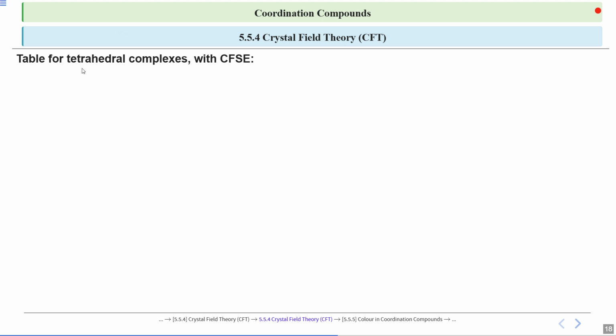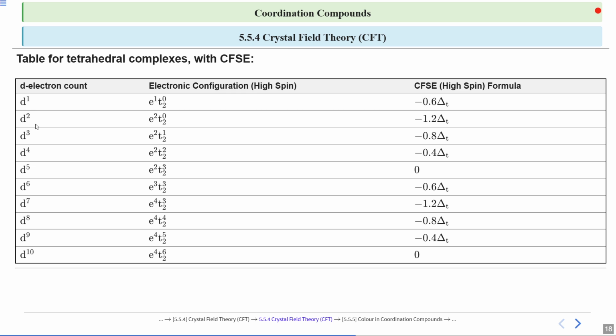Let's see a table for tetrahedral complexes with their crystal field splitting energy. Here in this table we have 3 columns: d electron count, electron configuration for high spin, and the CFSE for high spin. Because tetrahedral complexes rarely show low spin, we are only taking the case of high spin here. So if the d electron count is d1, the electronic configuration will be E1 T2 0, and CFSE will be minus 0.6 delta T. Similarly for d2, E2 T2 0 will be the configuration and minus 1.2 delta T will be the CFSE.